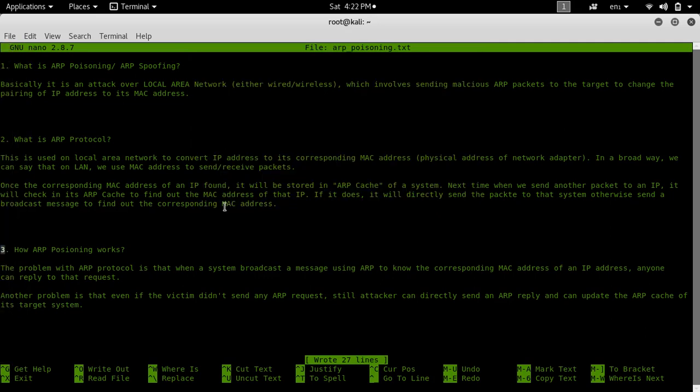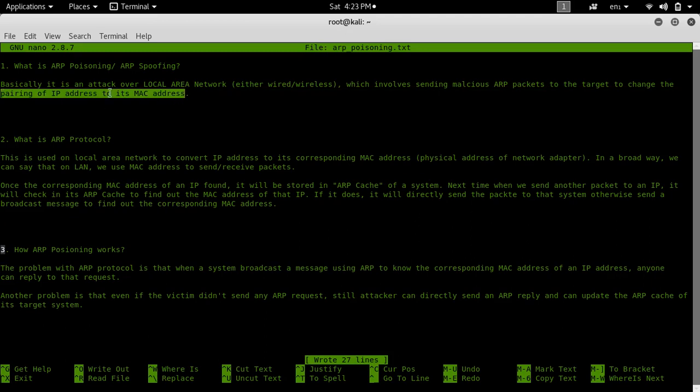Hello everyone. Today I am going to tell you what is ARP poisoning, or you can say ARP spoofing. Basically it is a local area network attack which helps us to send some malicious ARP packets to our target system, which in turn changes the pairing of the IP address to its MAC address.